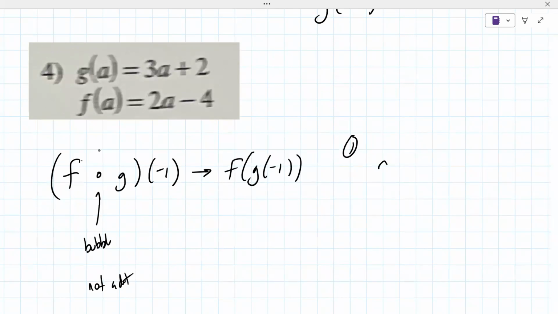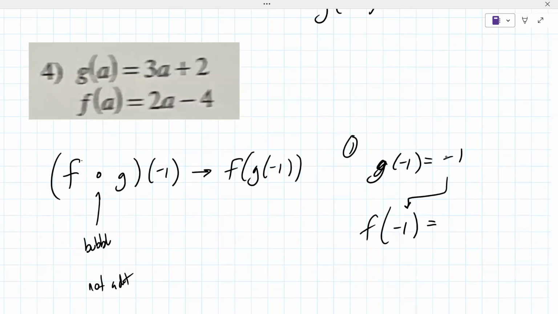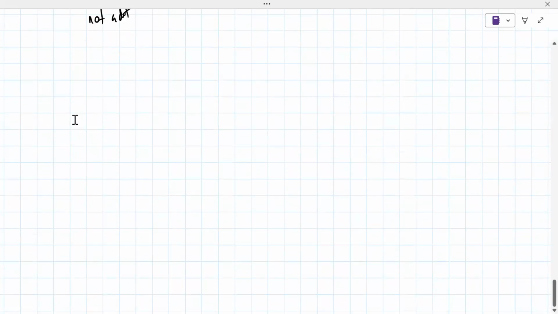And so first you find the inside function. You figure out what is g of -1. -1. Okay. You take that, and that becomes the input to the other one. Then you find f of -1. -6. -6, good. Okay. Very good.